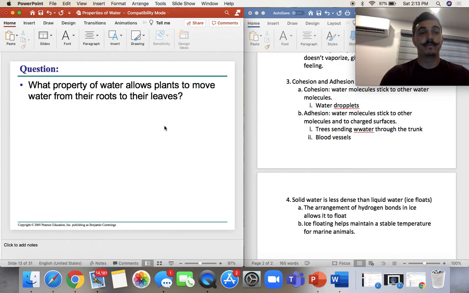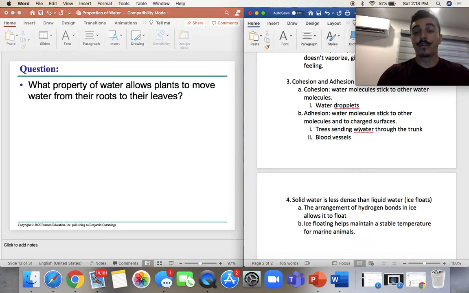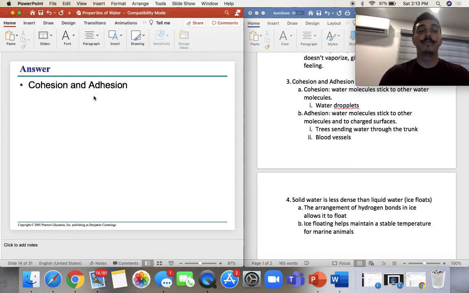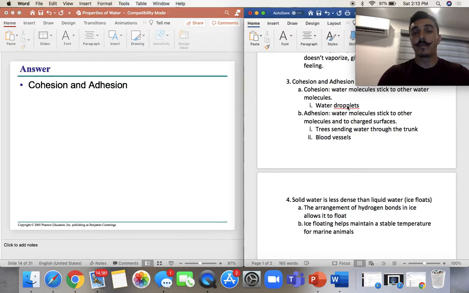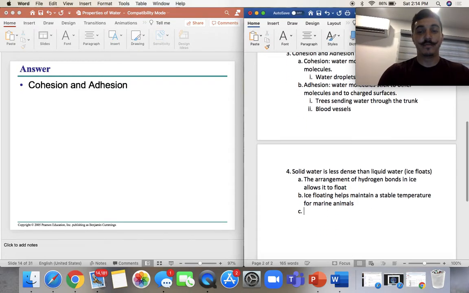Okay. What property of water allows plants to move water from the roots to their leaves? Remember we have here in our example, cohesion and adhesion. Cohesion is water droplets sticking to each other. Adhesion would be to other surfaces and to other molecules as well. So cohesion and adhesion. I really can't spell. I'm not an English teacher.